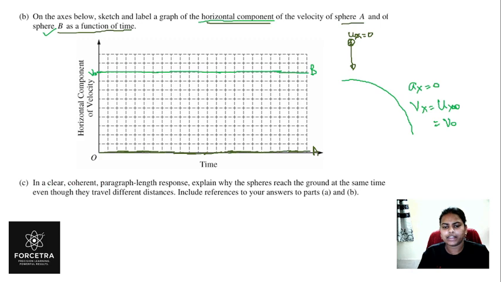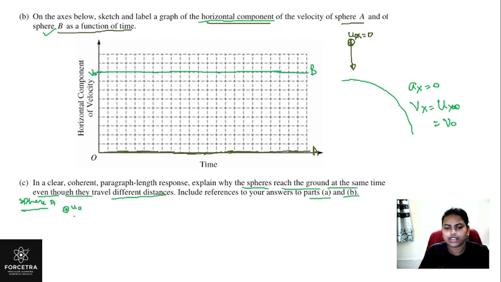C part. In a clear, coherent, paragraph-length response, explain why the spheres reach the ground at the same time even though they travel different distances. Include reference to parts A and B. For the case of sphere A, there is no initial y velocity, and h is the distance covered. Let's see what the time taken is in this case. From the second kinematic equation, s is equal to uy into t plus half ay into t square.